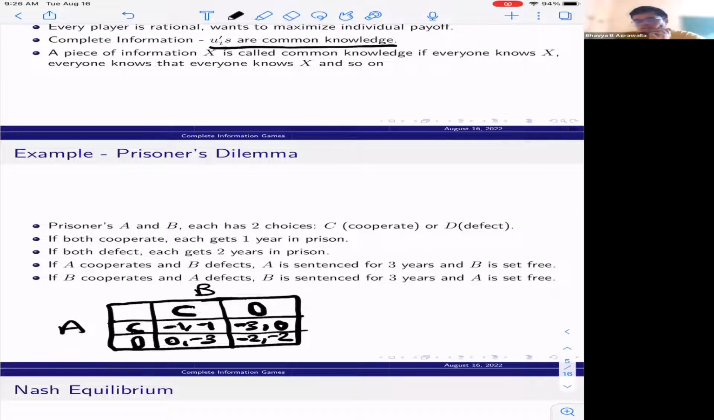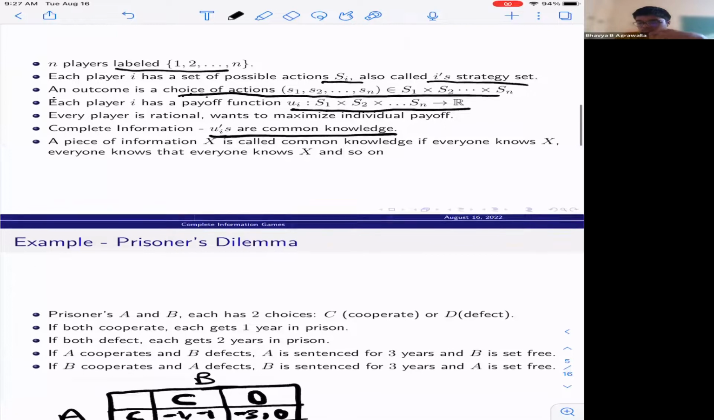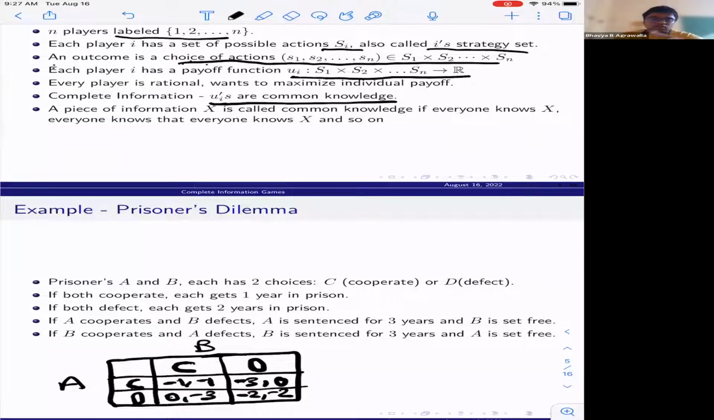So is this a game? Yes, because we have strategy sets. We have possible action sets for each player, and for every choice of actions, we have payoffs for both players. And we assume that both players know all the rules, and they know that the other player knows the rules, and so on. So, any questions up to this point?